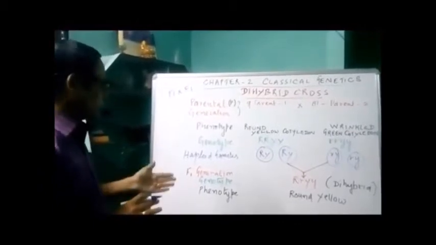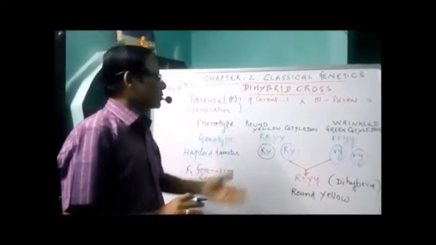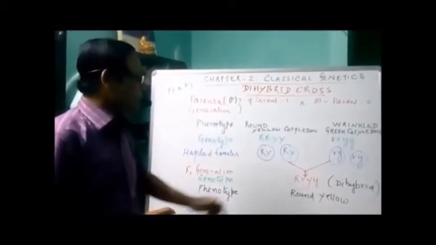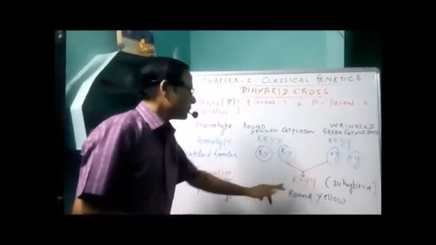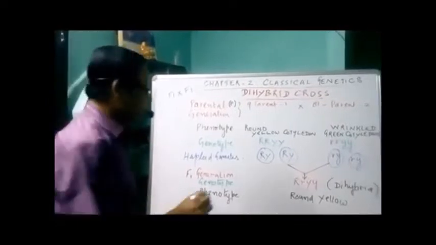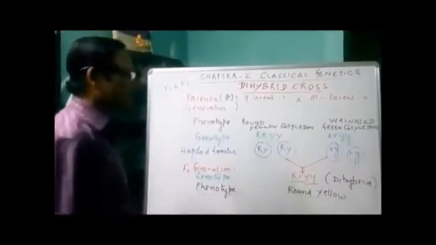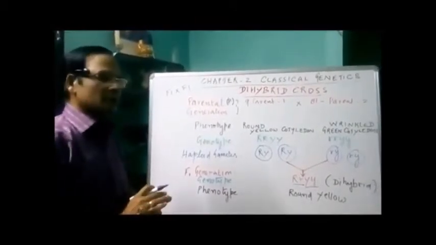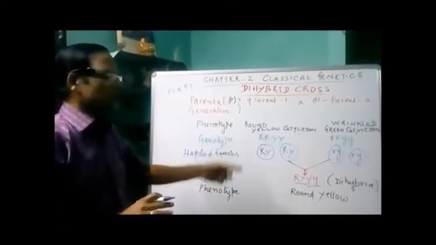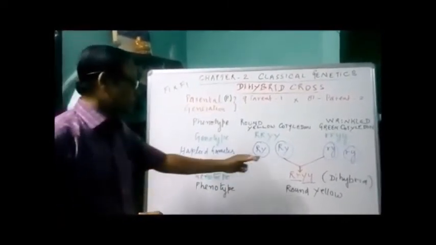So anyway, in the F1 generation, because of the union of haploid gametes, one from the round yellow cotyledon and another from the wrinkled green cotyledon plants, we are getting what is called a dihybrid. A dihybrid is an individual differing in two pairs of genes. Now this is one pair of genes, this is another pair of genes, hence called dihybrid. In a monohybrid, the hybrid differs in only one pair of genes, but here it differs in two pairs of genes. So in the F1 generation, we have received a dihybrid.